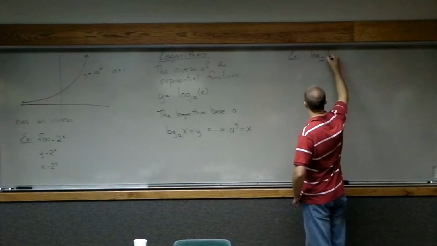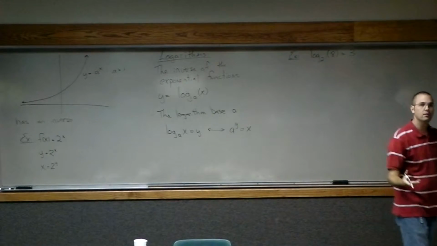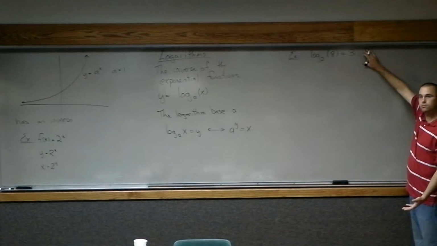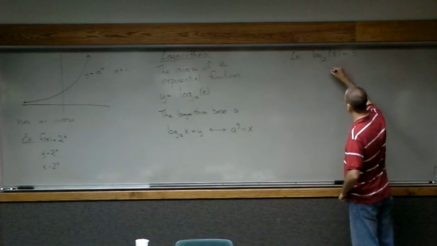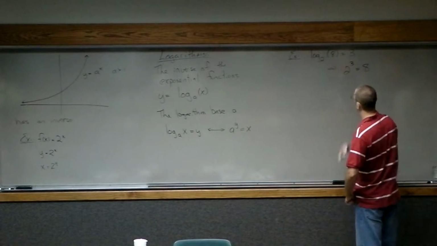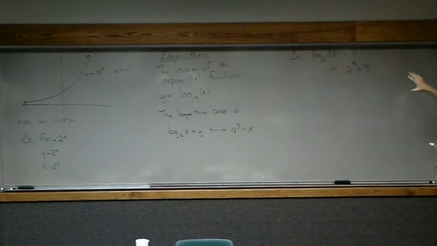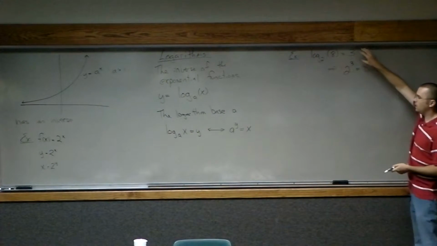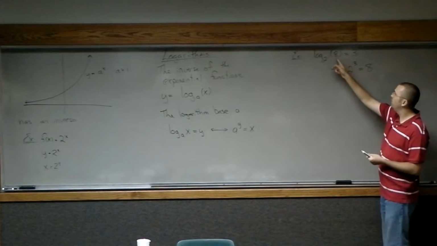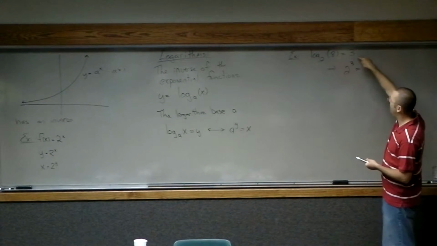So as an example, log base 2 of 8 is equal to 3. Why does this make sense? Because if we write this as an exponential, 2 to the third power is in fact 8. So these logarithms are just a fancy way of telling us how many exponents we need to write the number in parentheses as this base to that many powers.